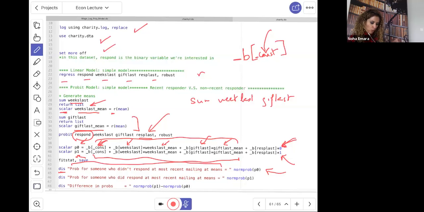The probability of someone who didn't respond to the most recent mailing is the normal probability, which is actually phi of Z, and the Z here is the P naught, which is computed from here, a certain value given from here. And the probability of someone who did respond to the most recent mailing, then it's the probability that this one is equal to 1. And then the difference in probability is these two, the change. And this is what we want, okay?